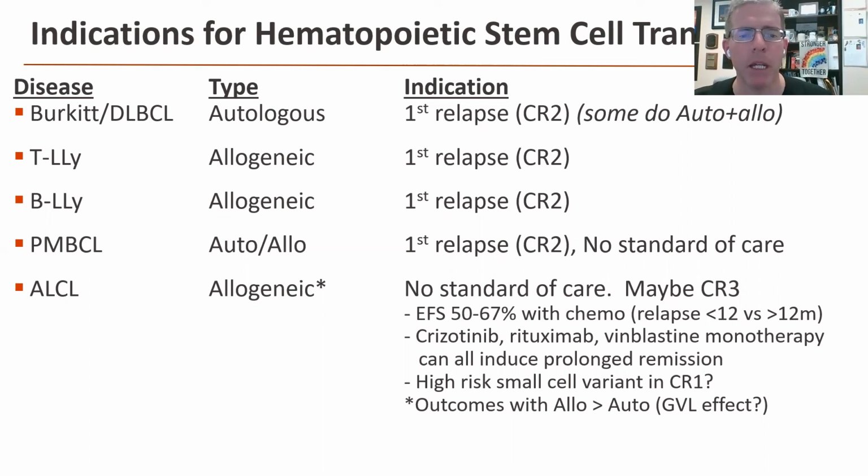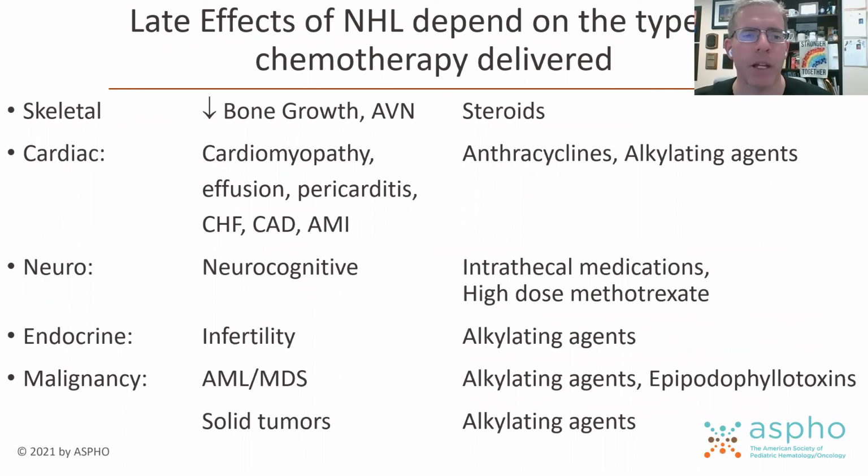And we know that crizotinib, rituximab, vinblastine monotherapy can all induce prolonged remissions. There's probably a greater indication for the small cell variant, which is a higher risk, and maybe those patients need to be transplanted in their first remission. We also know that outcomes are better with allogeneic transplant versus autologous transplant. And there's the thought that there may be a graft versus lymphoma effect. These are the late effects of non-Hodgkin lymphoma, and like any chemotherapy regimen, they depend on the type of chemotherapy delivered. They're all listed here, and again, the alkylating agents tend to be the largest culprits.